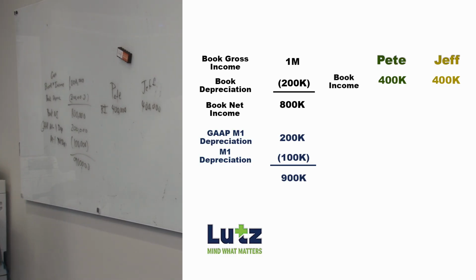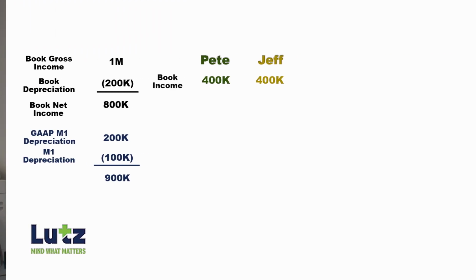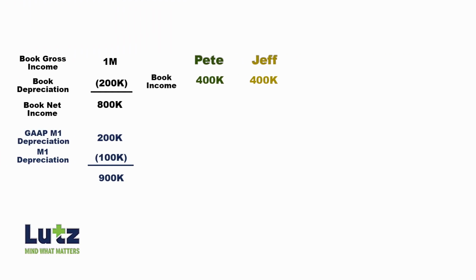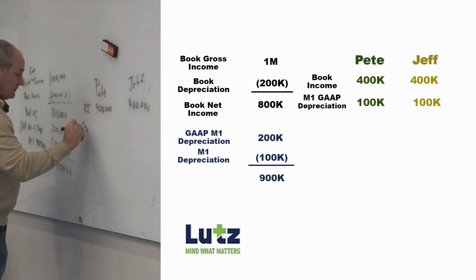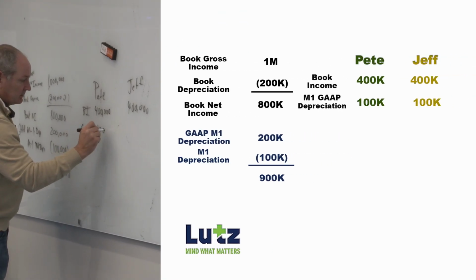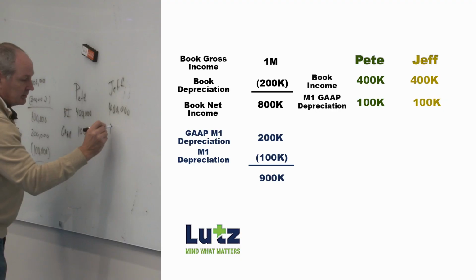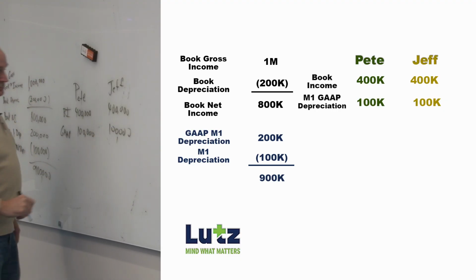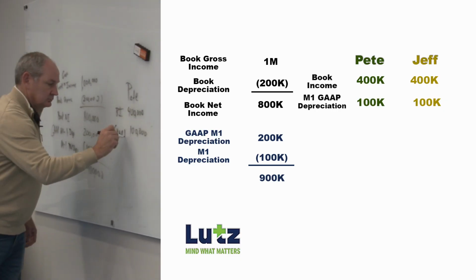So this depreciation, this GAAP depreciation, this fair value depreciation, and they're not going to be the same. They just happen to be in this case. So let's be clear about that. The GAAP depreciation, is that something that occurs post Pete and Jeff getting together? Yes or no? Yes. Okay, so we're going to add that back to Pete and Jeff. So 100 and 100. GAAP depreciation.